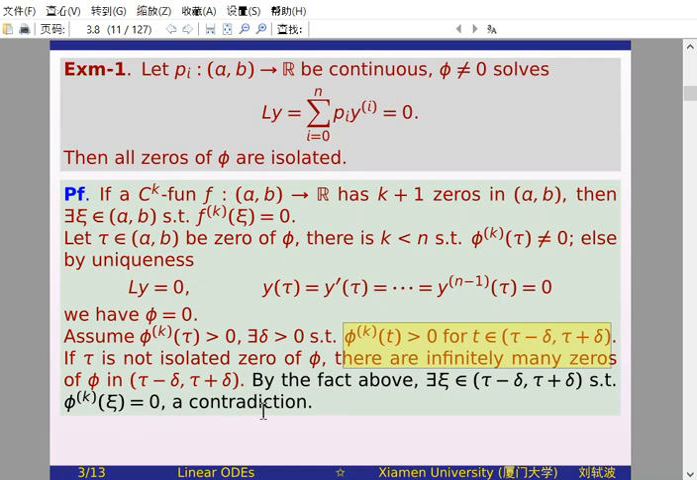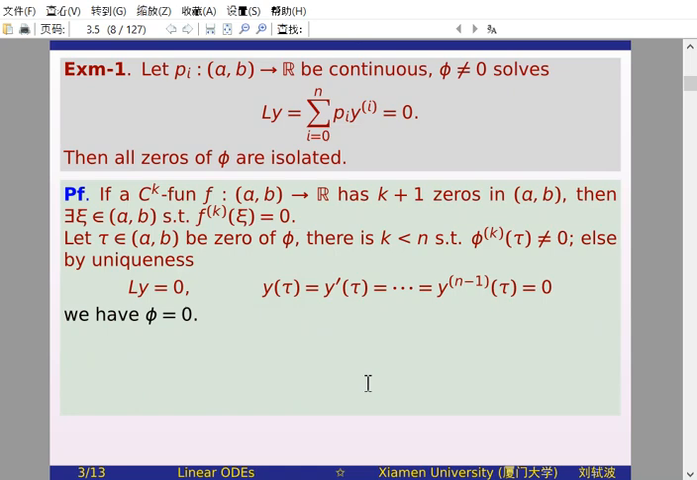So this is a contradiction. This contradiction proves our result that any zeros must be isolated. This argument is very clever. The nth order case is much more difficult than the second order case, n equal to 2.